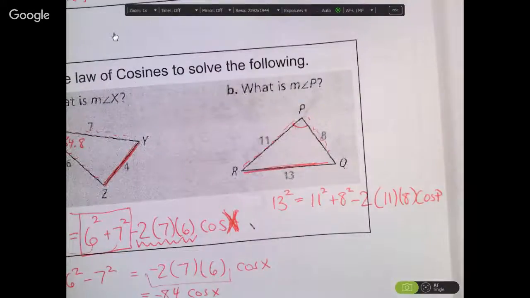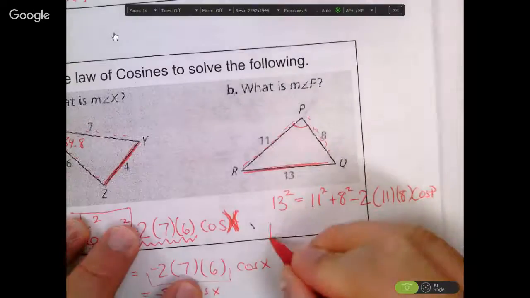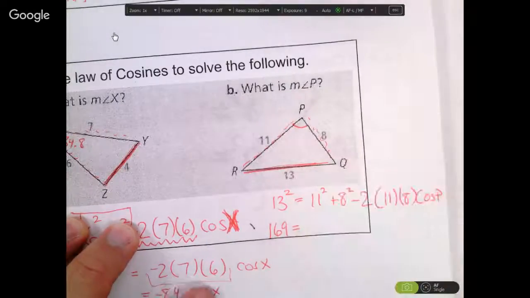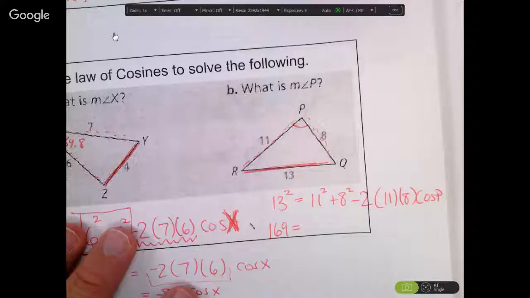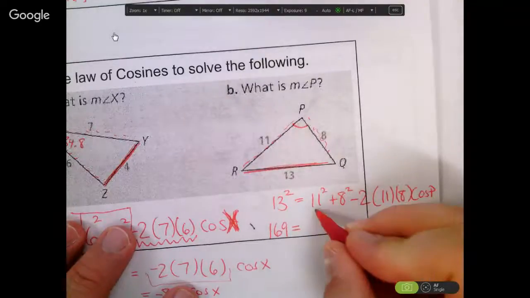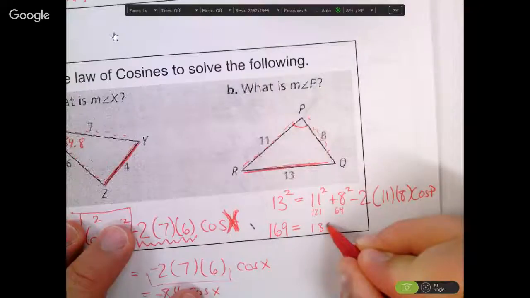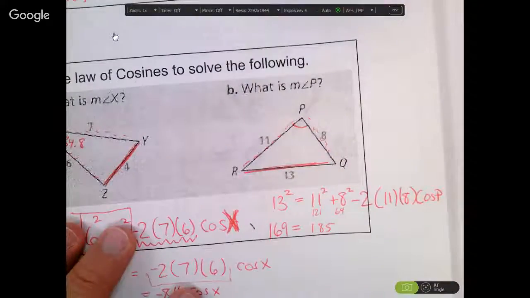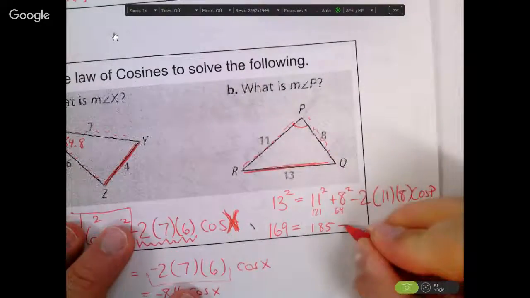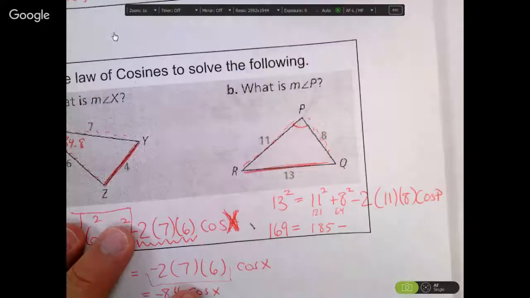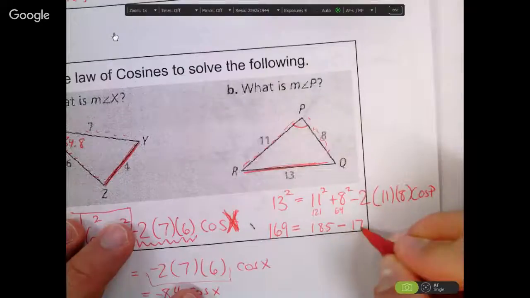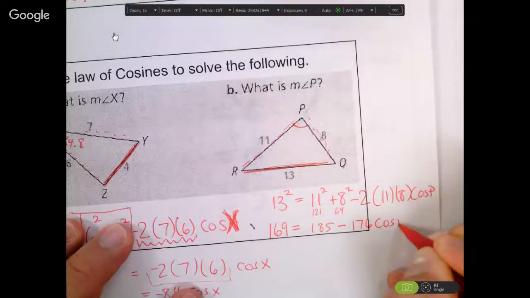Which one do we do? Okay, so let's figure out what these numbers are starting off the bat. 13 squared is 169, and then 11 squared is 121, and 8 squared is 64, so that's 185. Minus 2 times 11 times 8 is 176 cosine of p.